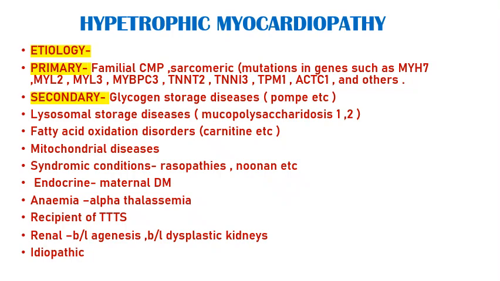In etiology, there can be primary etiology like familial CMP and sarcomeric mutations like MYH7, etc. Secondary causes can be glycogen storage disease, lysosomal storage disease, fatty acid oxidation disorders, mitochondrial disease, and syndromic conditions, that is chromosomopathies and Noonan. Endocrine causes can be maternal diabetes mellitus, anemia like alpha thalassemia, recipient of TTTS, or they can be renal causes, bilateral agenesis or dysplastic kidneys, and many cases are idiopathic also.